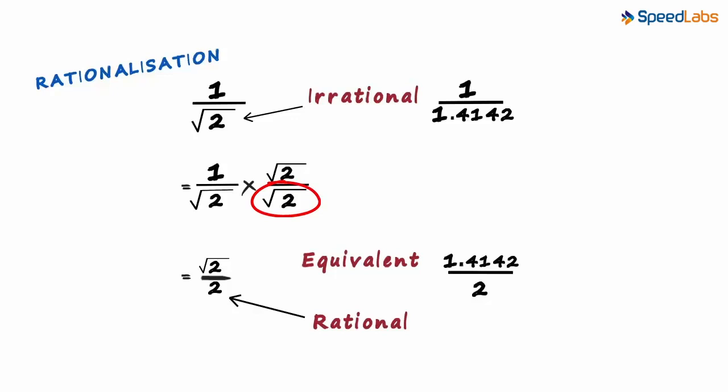We used one number to rationalize the denominator, square root of 2. What is this number called? It's called the rationalizing factor of the denominator. So we say that root 2 is the rationalizing factor of root 2. We will cover the topic of rationalizing factors in the next part of this video.